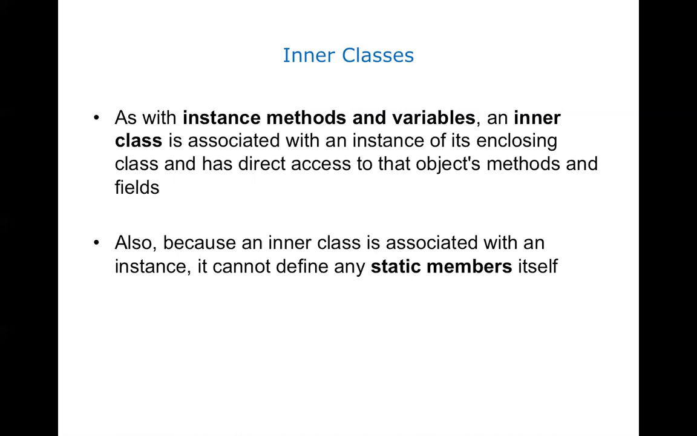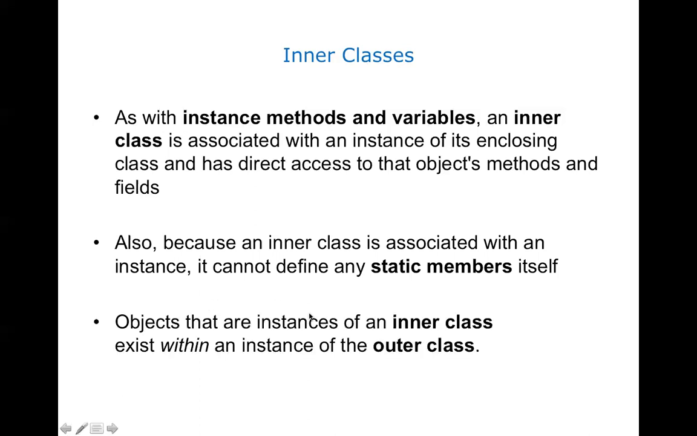Because an inner class is associated with an instance of the outer class, it cannot define any static members. Whenever you are speaking of an instance, of an object, static does not exist. Static refers to the class. That's why static members or methods cannot be defined inside an inner class. That means we cannot have the public static void main method in an inner class, because static is not applicable to inner classes.